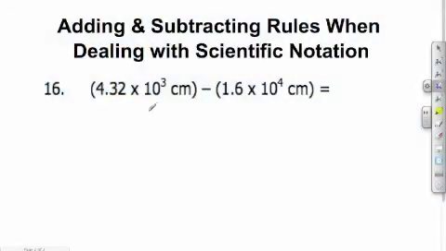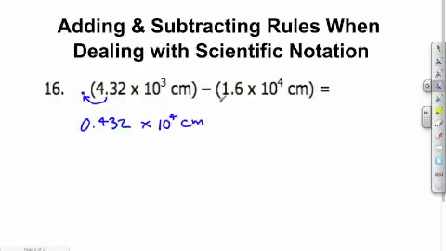Alright, one more example. What I want to do here is move my decimal so that this power of 3 matches the larger power of 4. Now to make an exponent larger, recall that I need to move the decimal place to the left. And since all I want to do is make the exponent go up 1, I'm going to move this decimal just one place. And so this number becomes 0.432 times 10 to the fourth centimeters.